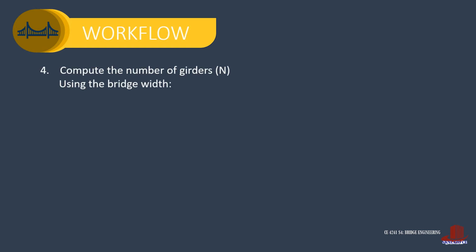Step 4 is the computation of the number of girders, notated as N. This is W over S, then add 1. W is the total bridge width, and S is the girder spacing.